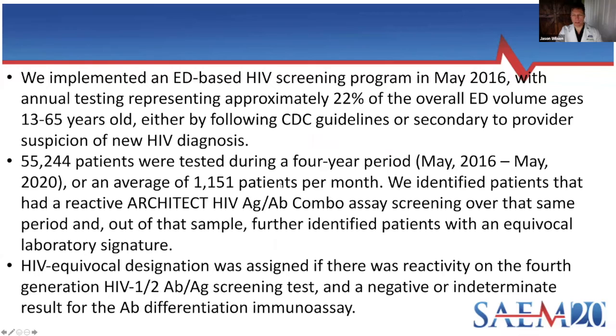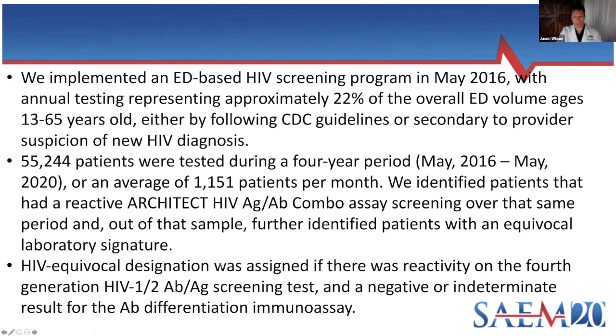So we implemented an HIV screening program in our emergency department back in May 2016. We do quite a high volume of HIV screening. About 22% of the overall patient population that enters our ER between the ages of 13 and 65 do get an HIV test. So that's been about 55,000 patients between May 2016 and May 2020. So that's about 1,100 patients a month on the Architect platform.